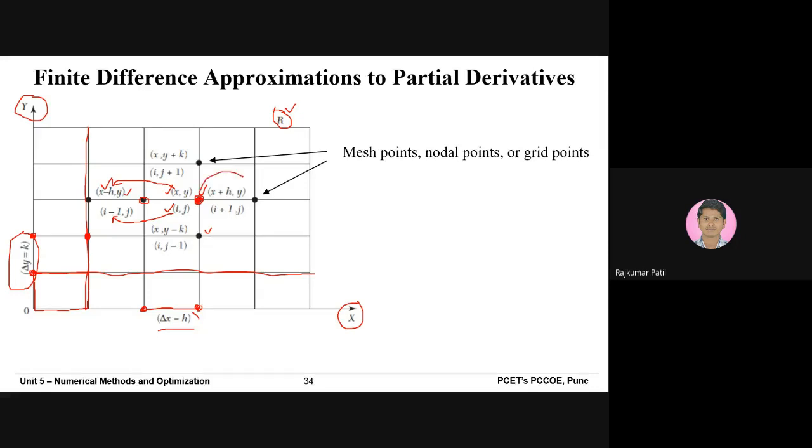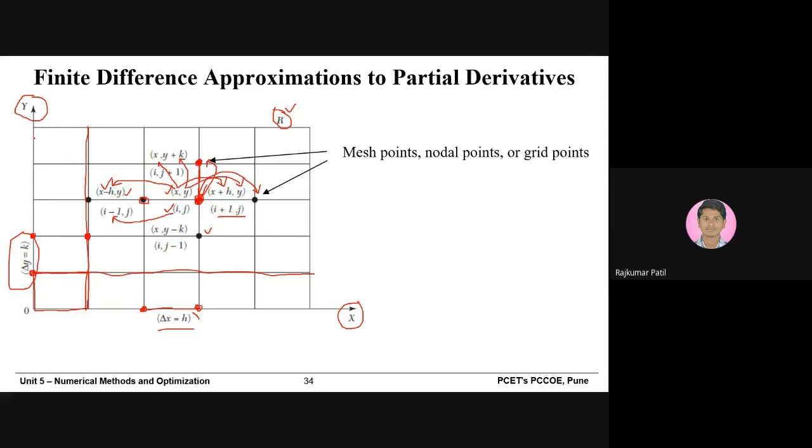If you want to estimate the coordinates of the next node, then the coordinate x becomes x plus h, as there is an increment of h along the x-axis, and y remains as it is. So x plus h, y or i plus 1, j. Similarly, on the y-axis, x remains as it is, and there is an increment on the y-axis, so y becomes y plus k. So this is how we define the structure, and every node has coordinates.